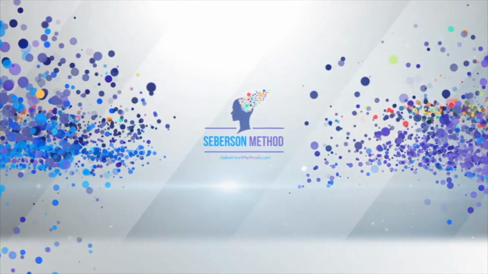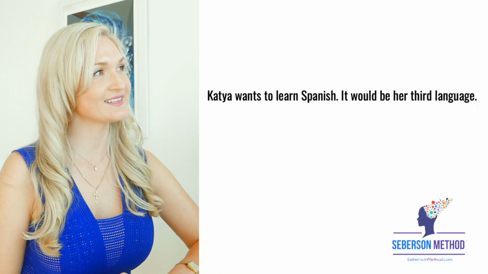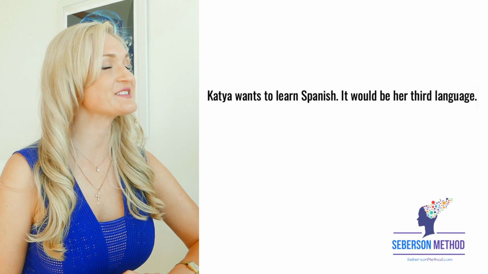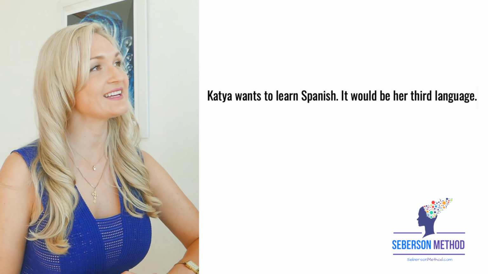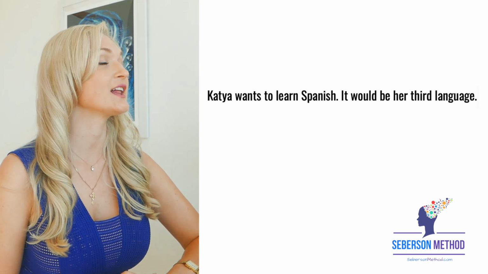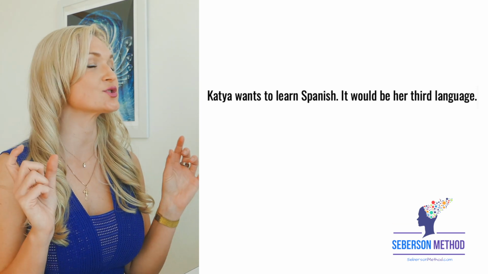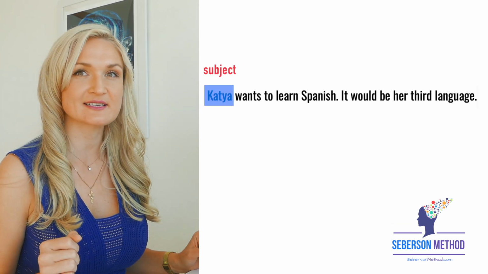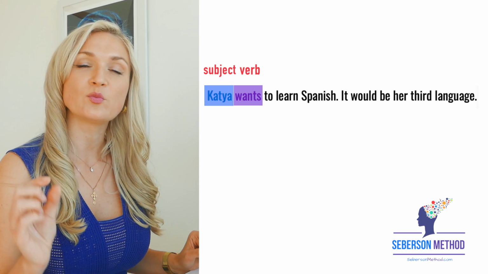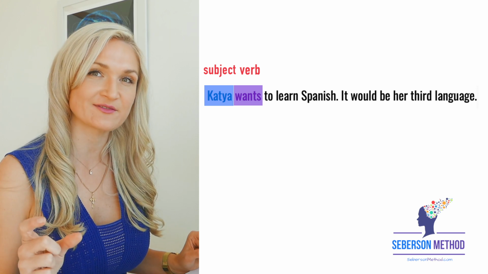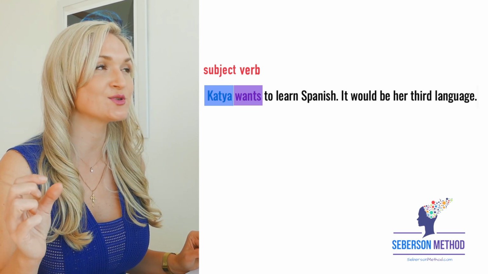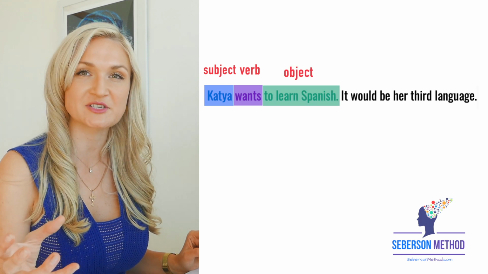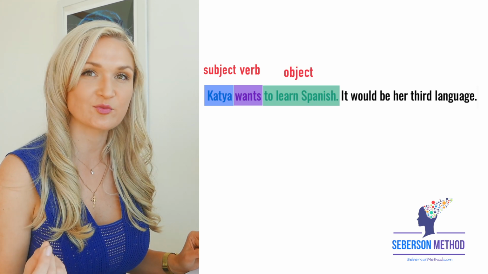Let's talk about combining sentences. So let's take a look at these 2 sentences. Katya wants to learn Spanish. It would be her 3rd language. Currently, these are 2 independent clauses. Katya is the subject, wants is the verb. To want is a transitive verb, so we need an object. To learn Spanish would be an object of the verb to want.